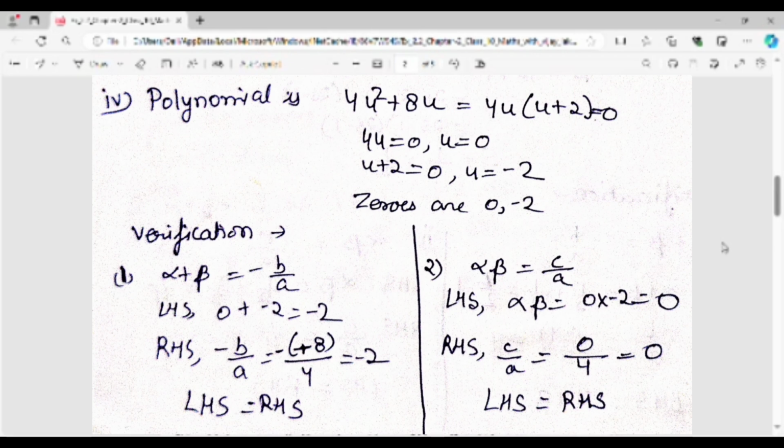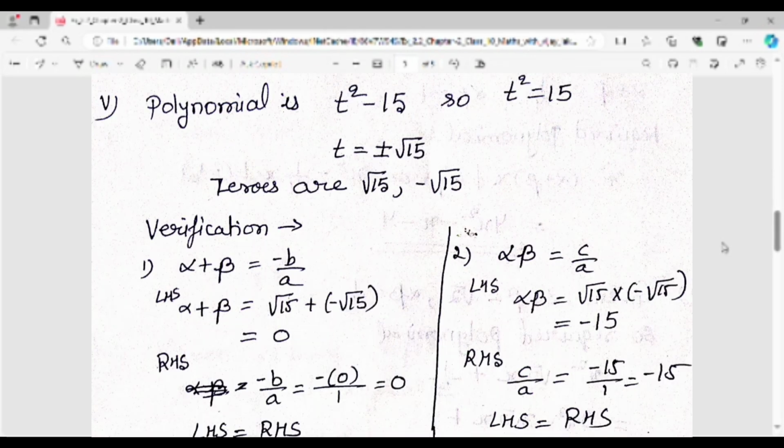LHS alpha into beta would be 0 and RHS 0 upon 4 is 0 because C is 0 in this case. So our second relation is also verified. Fifth part, the polynomial is t square minus 15. In this, the middle part is missing. So we can solve it directly by taking square root on both sides. So we will get t as root 15 and minus root 15.